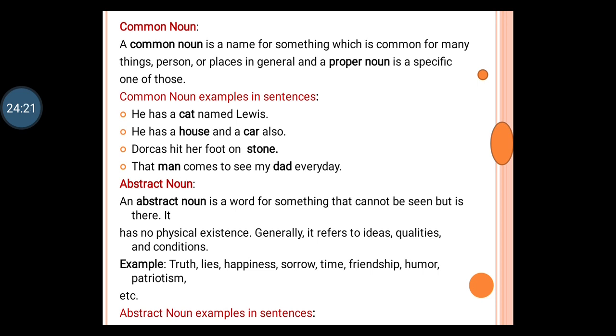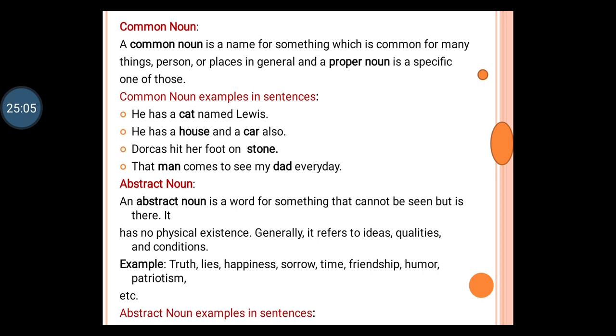That man comes to see my dad every day. Man is a general name. Dad is a general name. But if you want to specify, your dad's name would start with a capital letter. That man comes to see my dad every day. So you see the difference between a proper noun and a common noun. Proper nouns name specific things, and common nouns are general names for things.